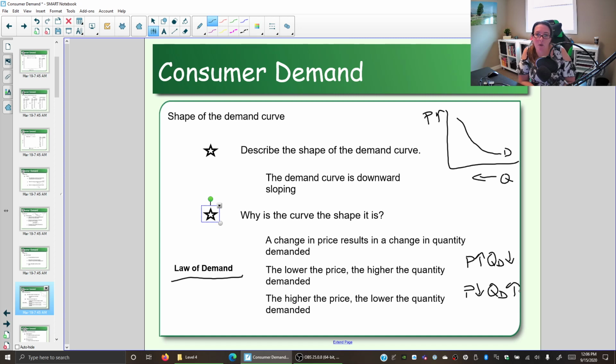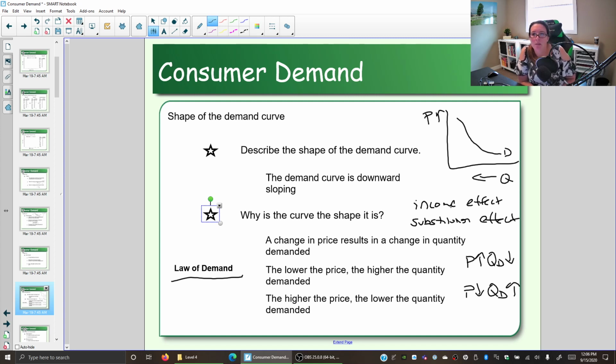So let's break that down into why that is the case. Why do we have a downward sloping demand curve? Why do we have this law of demand? Well, it really comes down to two things: the income effect and the substitution effect. In our next video, we're going to dive into this income effect and substitution effect.